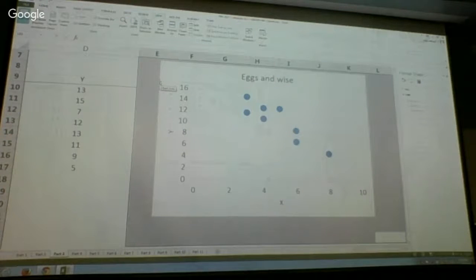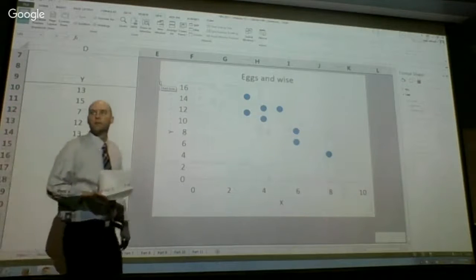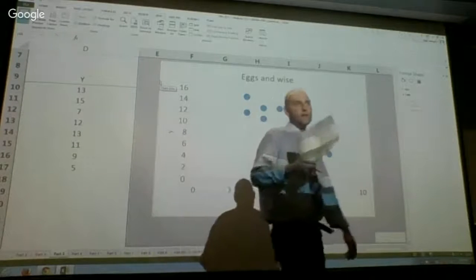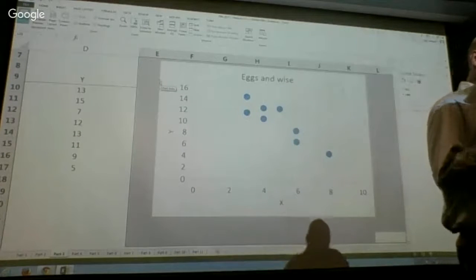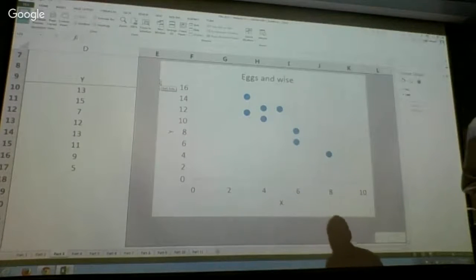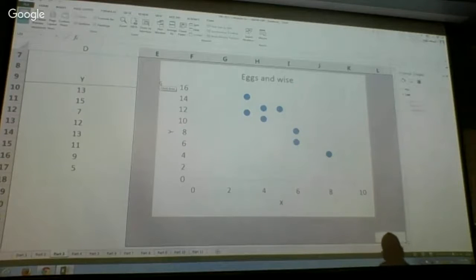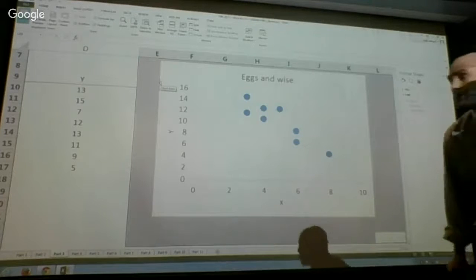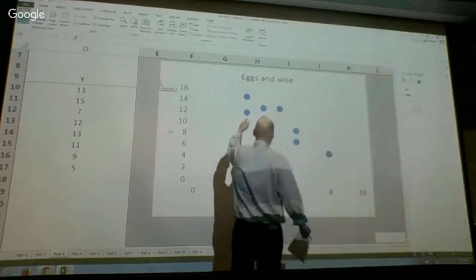Does it look like a positive or a negative relationship there? Negative. Strong or weak? I would say strong. What tells you that it's strong? The dots are kind of close together. Yeah. Good interpretation.